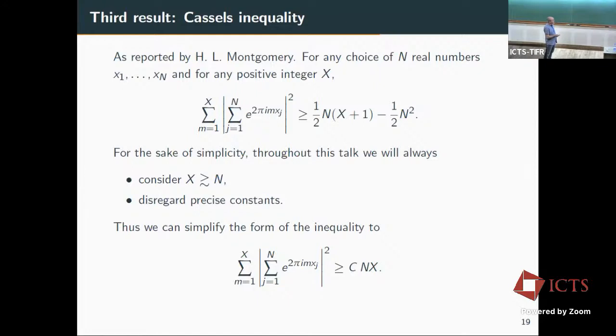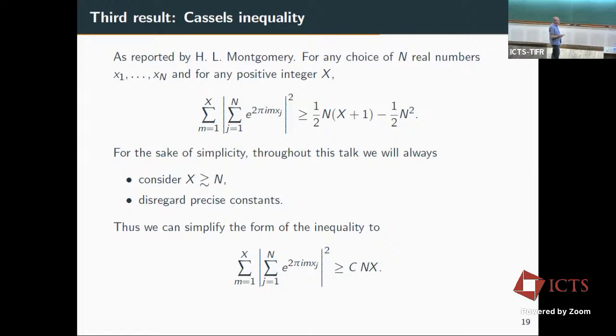Of course this is very precise, but here we are going to be a little sloppy. So first of all, we are going to take X much bigger than n, so that this minus 1/2 n squared term really doesn't matter, and we will disregard precise constants. So the inequality can be simplified like this. This quantity is greater than or equal to c n X. And notice that here I'm starting with m equals 1.